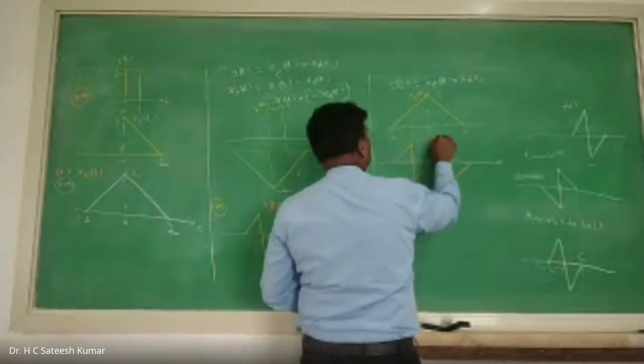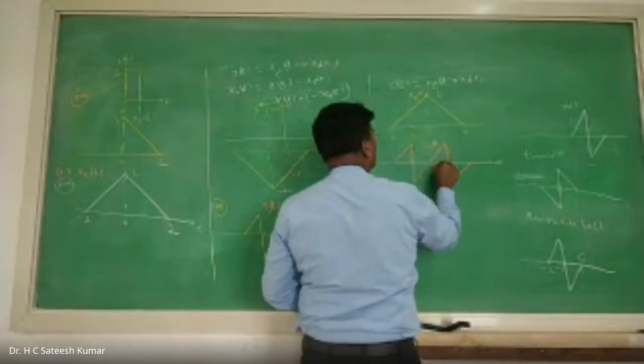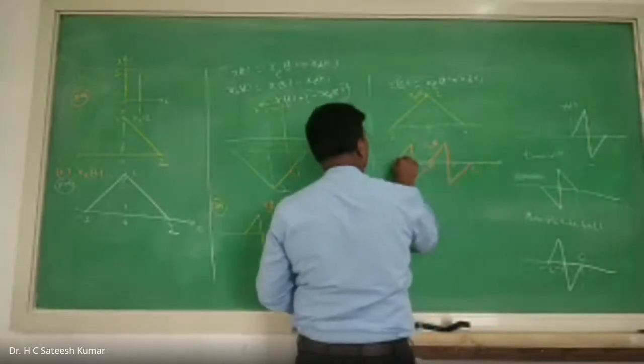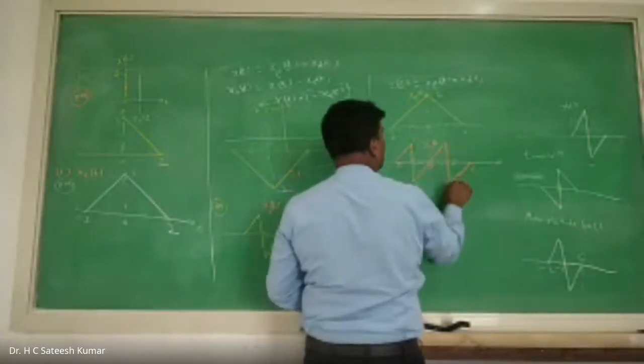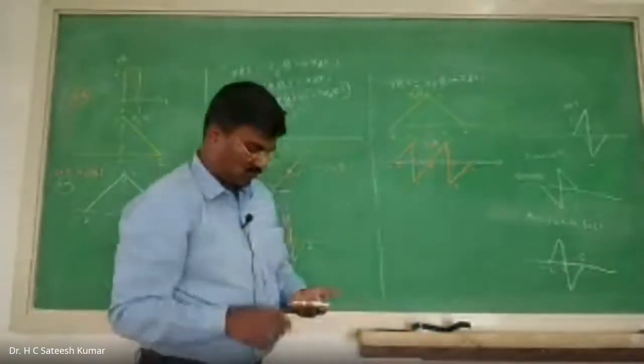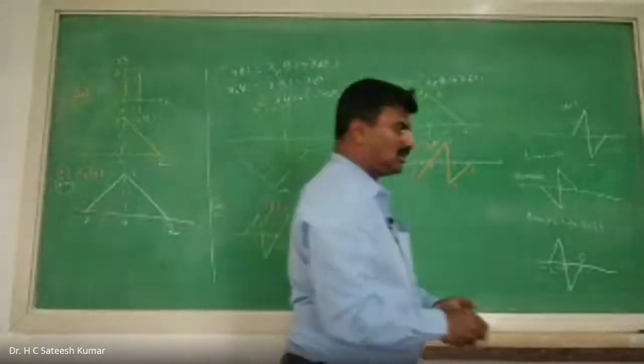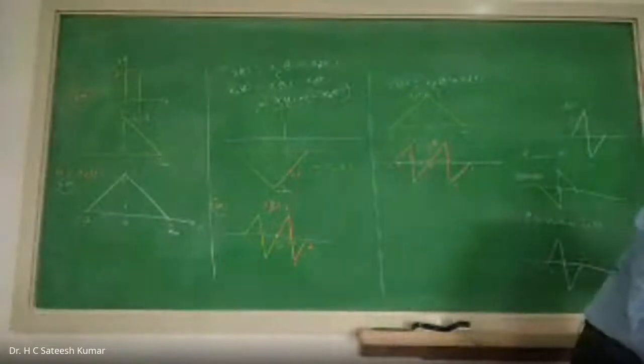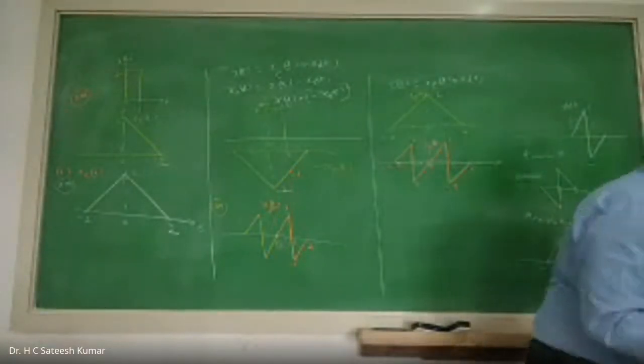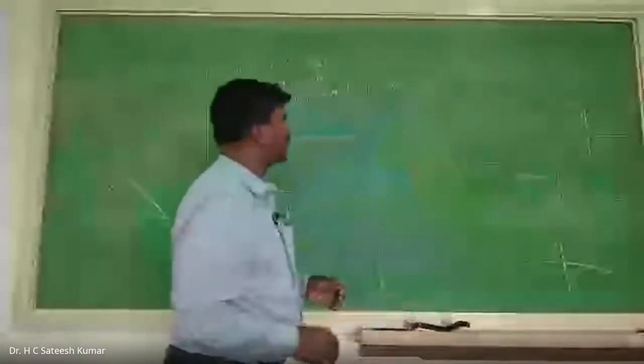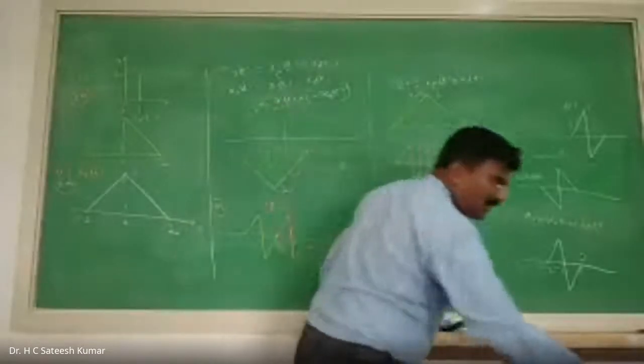This is your xo of t. It is 1, 0, 1, 2, -1, -2. This is -1, 1, -1. This is xo of t. Add these two. If you add these two, observe carefully. What is it that we have?